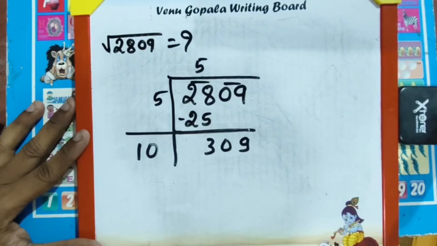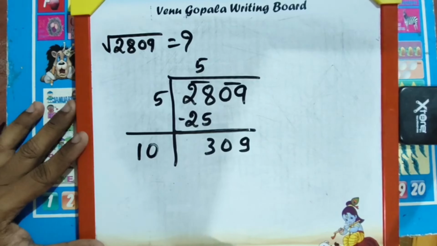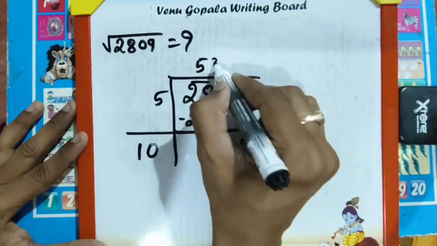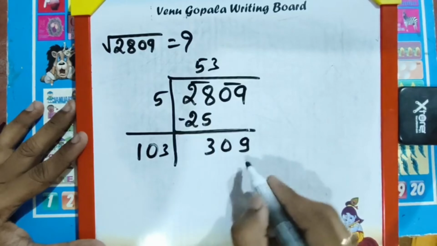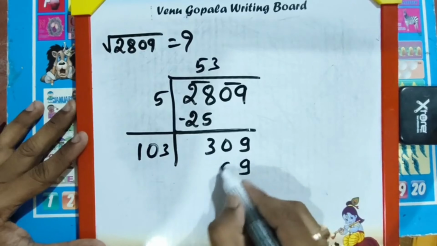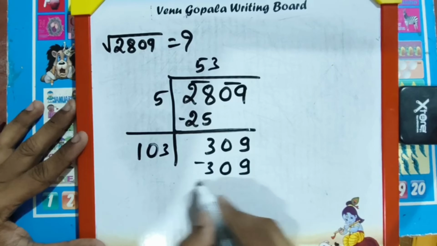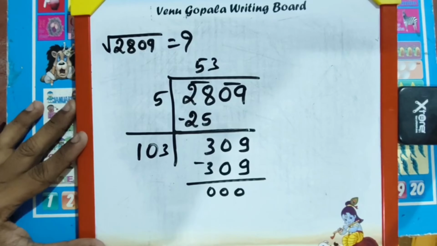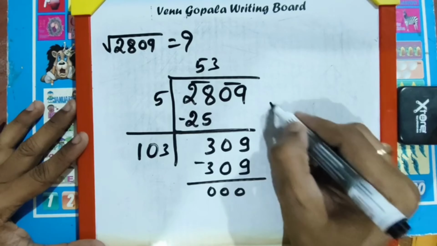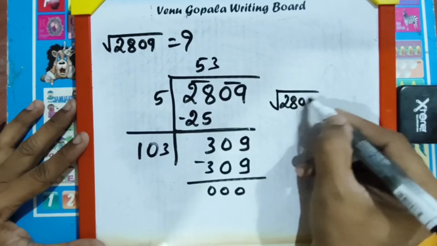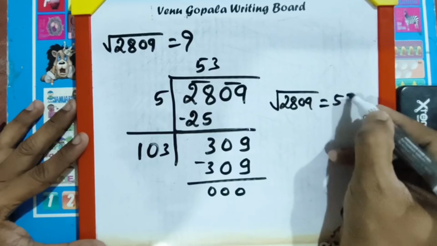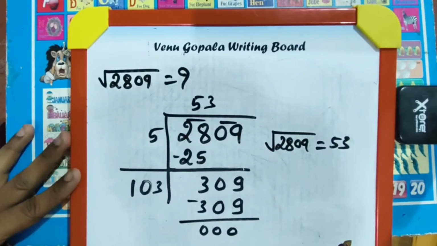I want a unit digit 9 here. Therefore, I'll take 3 3s are 9 or 7 7s are 49. Let us try by 3. 3 3s are 9. 3 into 0, 0. 3 1s are 3. 309 minus 309, the remainder is 0. Therefore, the correct answer for the square root of 2809 is equal to 53.